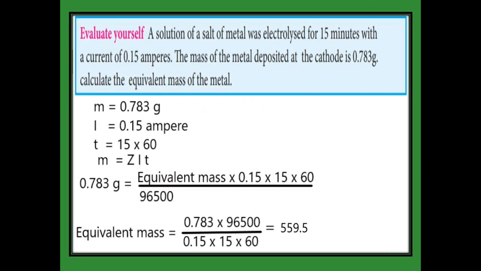Here, the data given are mass 0.783 gram and current 0.15 ampere. Time 50 minutes is converted into seconds by multiplying by 60. Then from the first law, m is equal to ZIt, and Z's formula is equivalent mass divided by 96,500. After substituting all the values, we get the equivalent mass as 559.5.